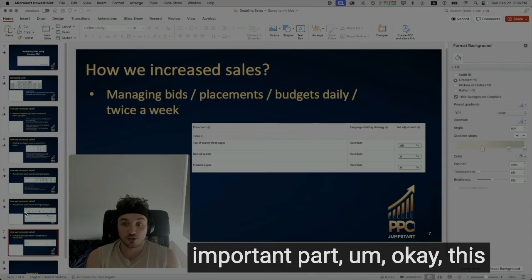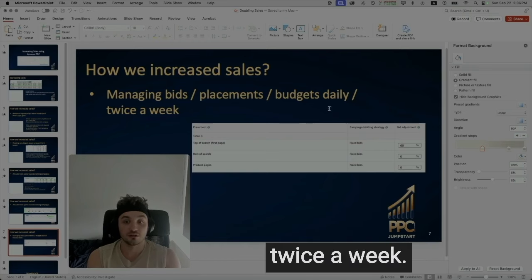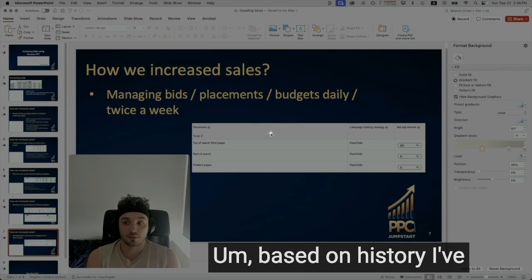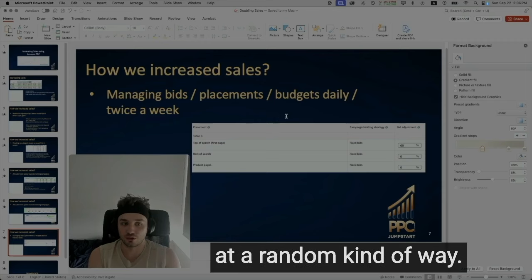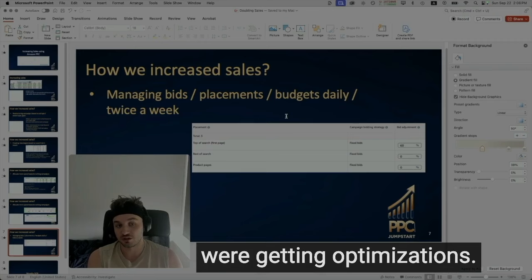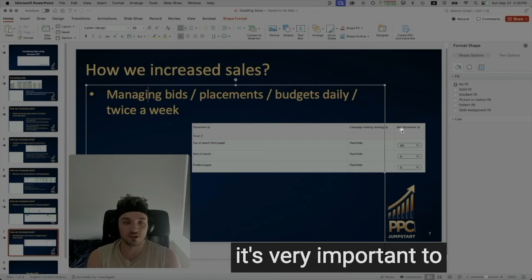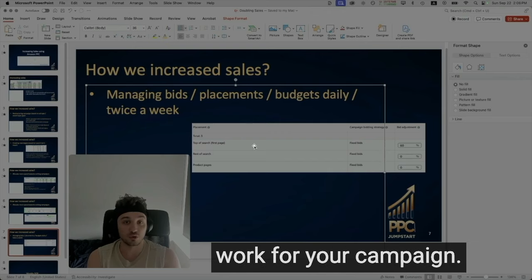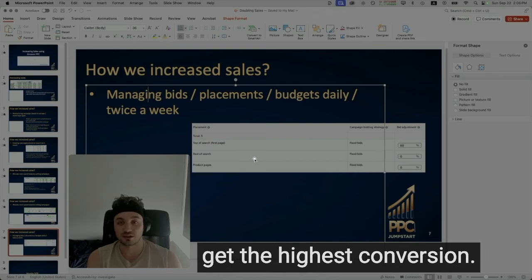And obviously the most important part, okay, this is obvious, managing bids, placements, budgets daily, twice a week. Based on history I've seen in the previous account, I think it was done in a random kind of way. Not all of the campaigns were getting optimizations. And what I do, at least with bids and placements, it's very important to get the right placement working for your campaign. Typically, top of search and rest of search are going to get the highest conversion.